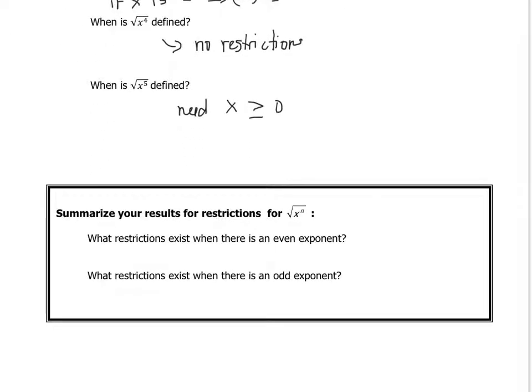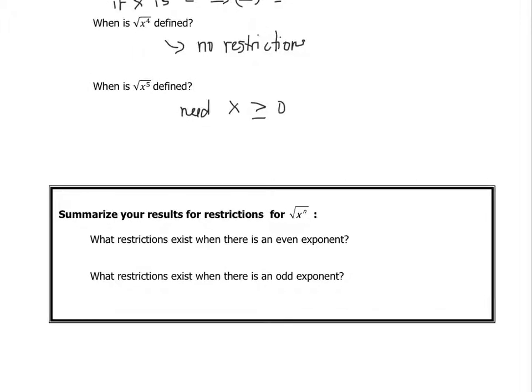So if we look at a summary of that, the restrictions for radicals of the type x to the power of n: what restrictions exist when there is an even exponent? There would be no restriction.